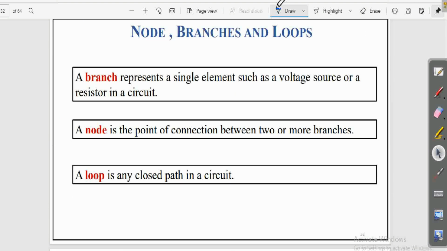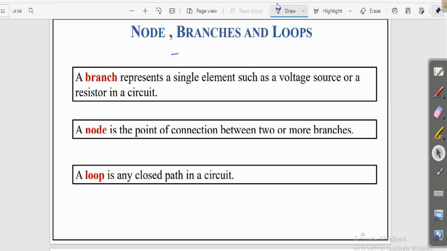Next topic is nodes, branches and loops. Already we have seen these, just in a brief view. What is a branch? A branch represents a single element such as an active element or passive element. Active elements are voltage sources or current sources. Passive elements, for example, are resistor, inductor, capacitor. What is a node? A node is a point where two or more branches are connected.